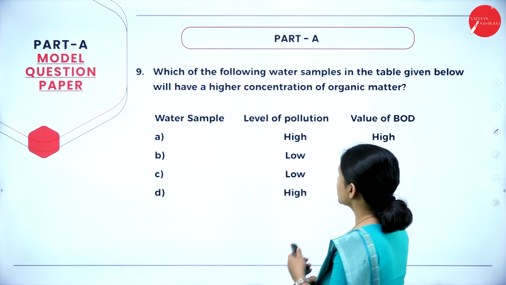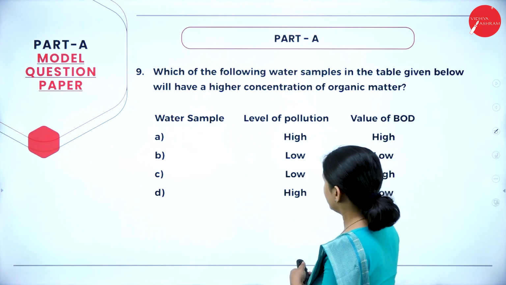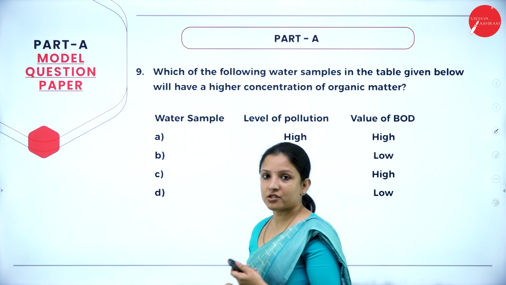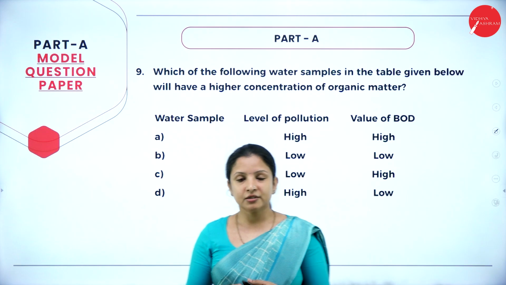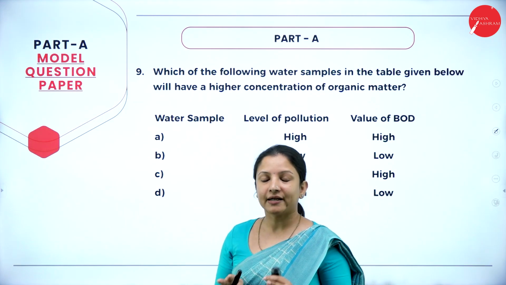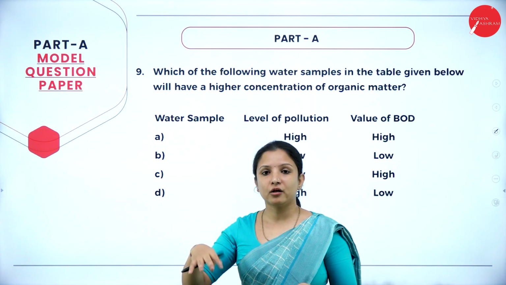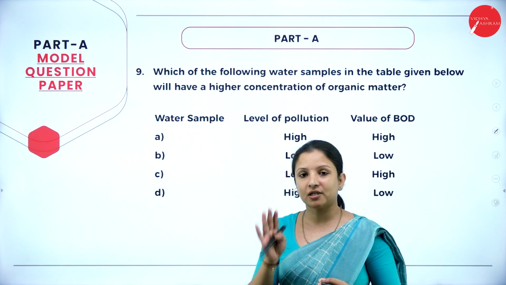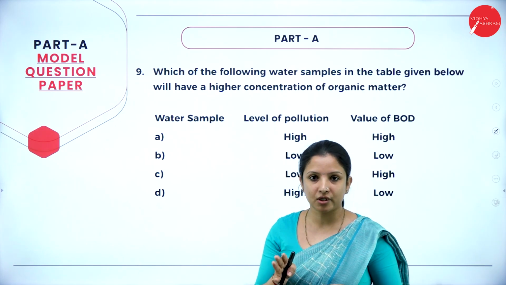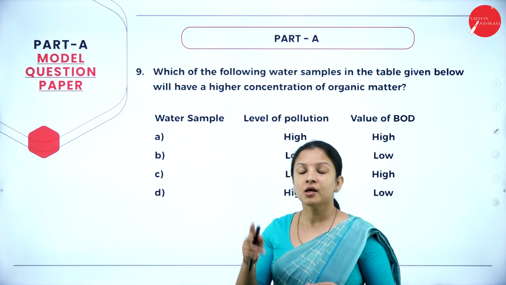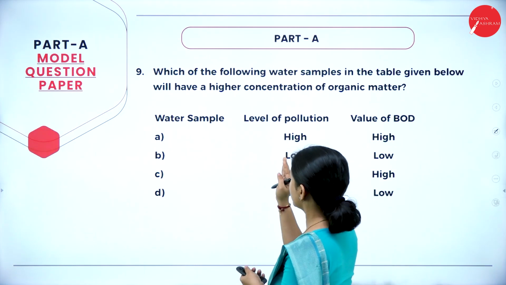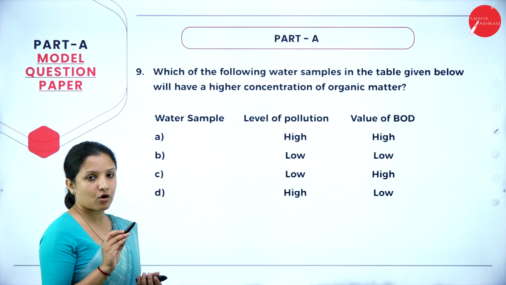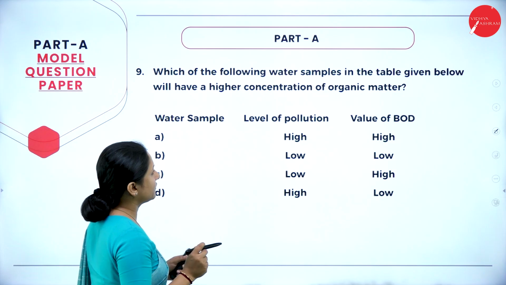Moving further, which of the following water samples in the table given below will have a higher concentration of organic matter? It's something related to biological oxygen demand. If in a water sample, that is in sewage water, there is a high biological oxygen demand, there is a demand for a high amount of oxygen. Therefore, it is understood that the sewage is highly polluted, or organic matter is present in it in a large amount and it has not yet been cleaned. So the question is, which of the following water samples in the table given below will have a higher concentration of organic matter? The water samples are given here.